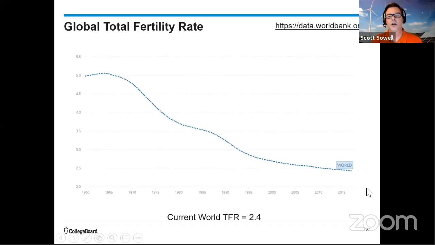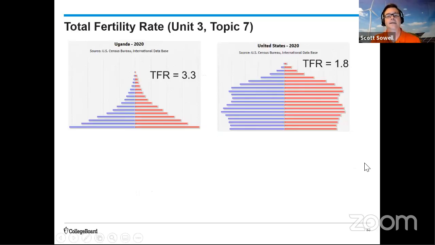So if we look at TFR, total fertility rate, over the course of the last 60 or 70 years or so, in 1960, the global total fertility rate average was around 5. That means the average female on the planet, female human being, had 5 children on average. Now, a little less than half of that, 2.4. So we've seen a dramatic decrease in the number of children. Why? There are many factors. So here are the two from the ones that we looked at before.